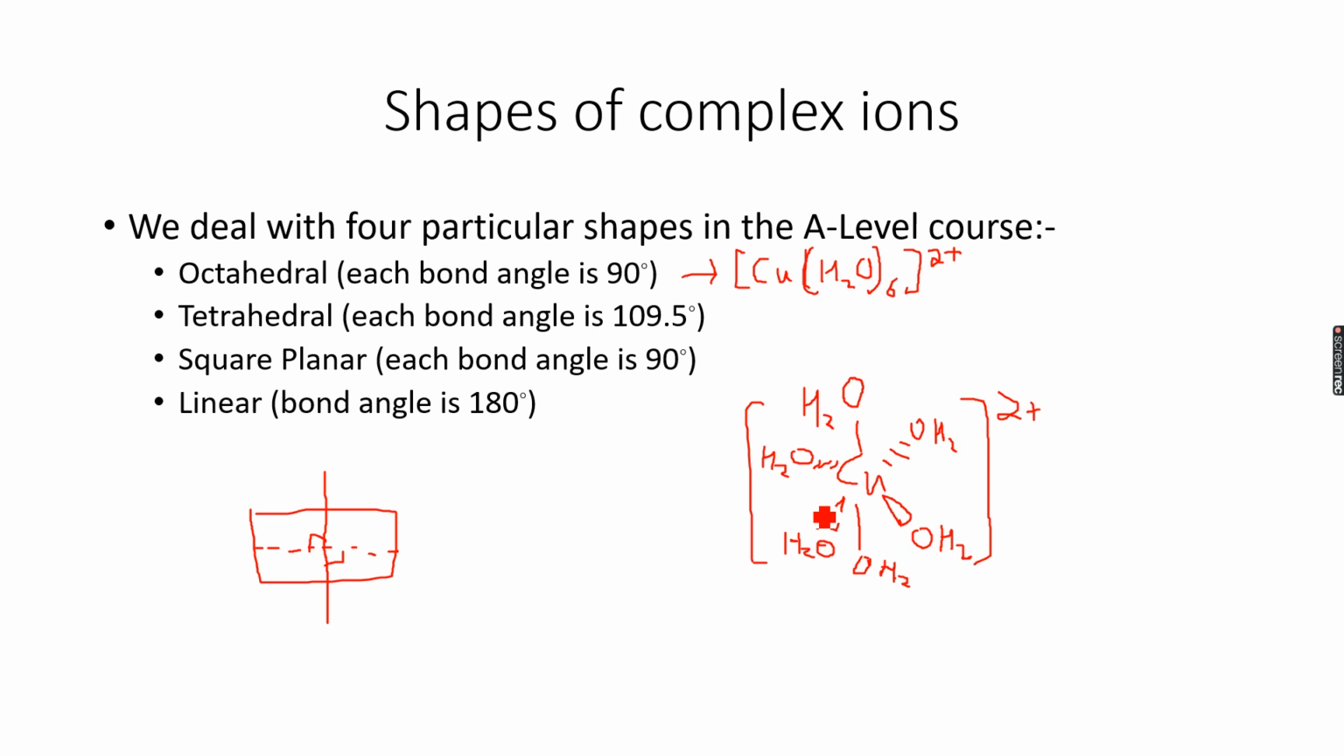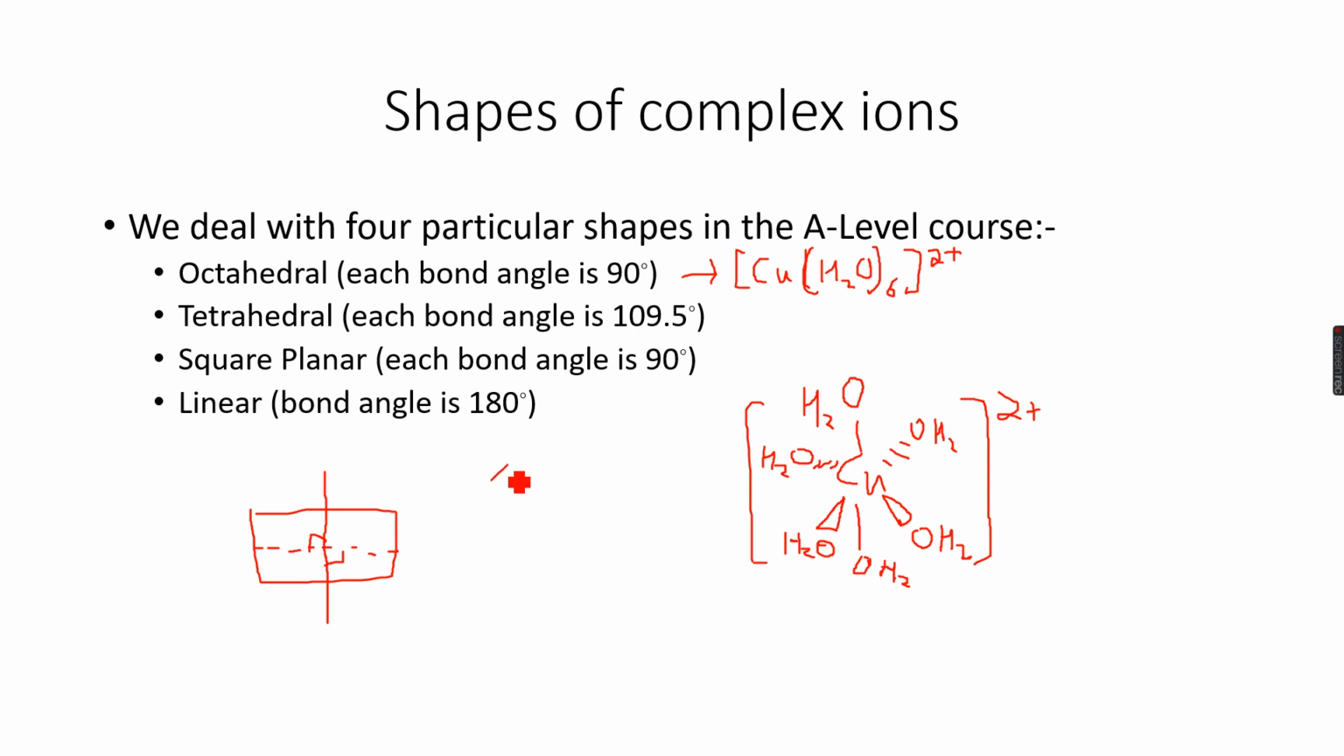And even though they are in one plane, the bond angles between them are 90 degrees. So the bond angles between any 2 consecutive bonds are 90 degrees. So for example, if this is in the X plane, this is in the Y plane. This is also in the X plane, this is in the Y, this is in the Z plane, and this is in the Y plane. So this is also perpendicular.